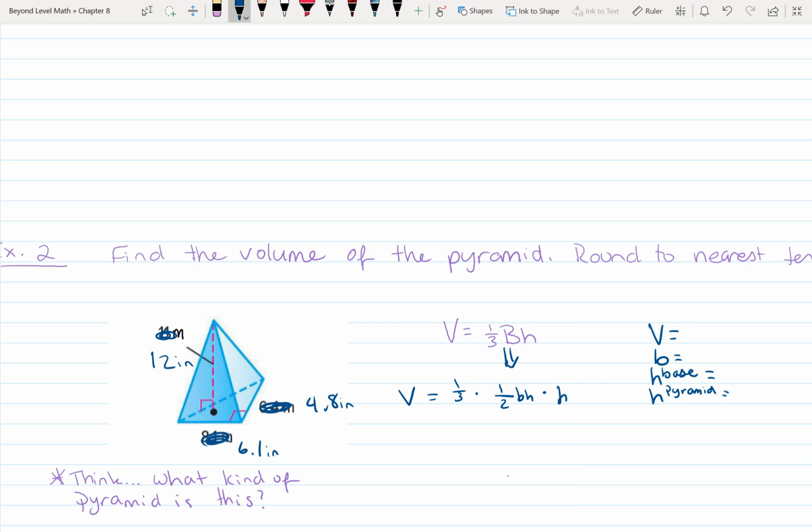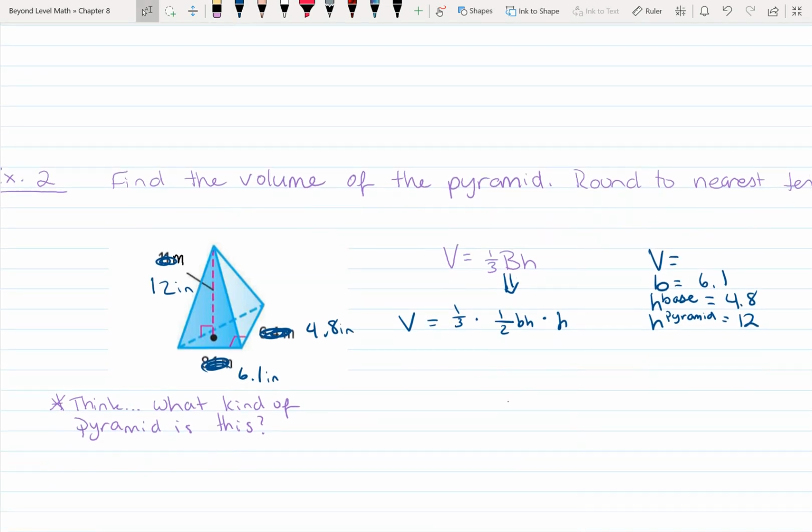All right, so it says find the volume, so we don't know the volume, so I'm going to leave V blank. B, the base of the triangle, is 6.1. The height of the base is 4.8. The height of the pyramid is 12. Alrighty, so we've got everything labeled, which you will need to do tonight on your homework. When you look at my answer key, you will see all of that detail included.